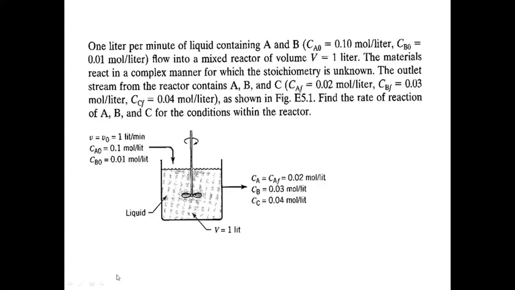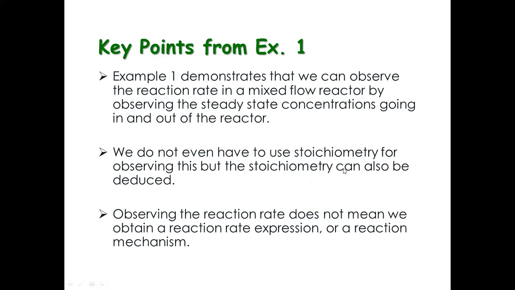So this is our slide. And these are the very important points that I have summarized regarding the first example. So example 1 demonstrates that we can observe the reaction rate in a mixed flow reactor by observing the steady state concentrations going in and out of the reactor. So simply put, you can solve for the rate of reaction using the values of the concentrations leaving or entering the reactor.